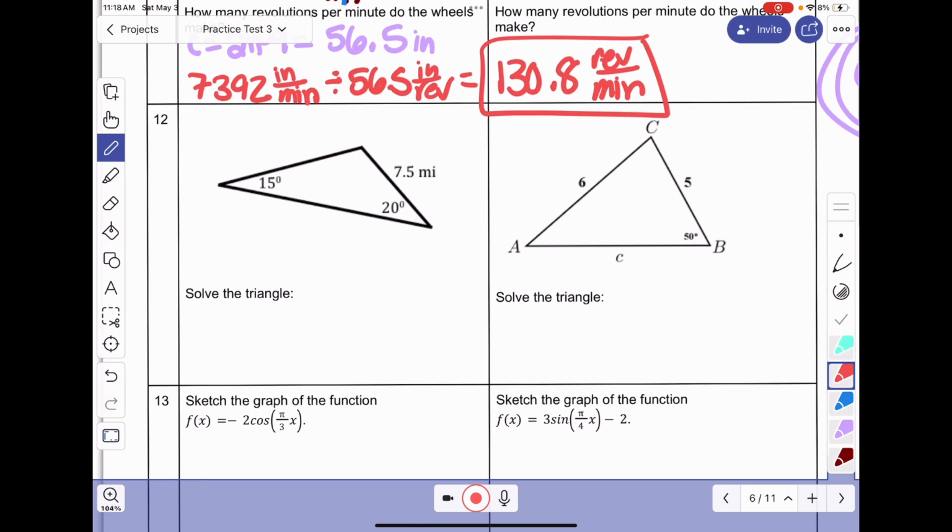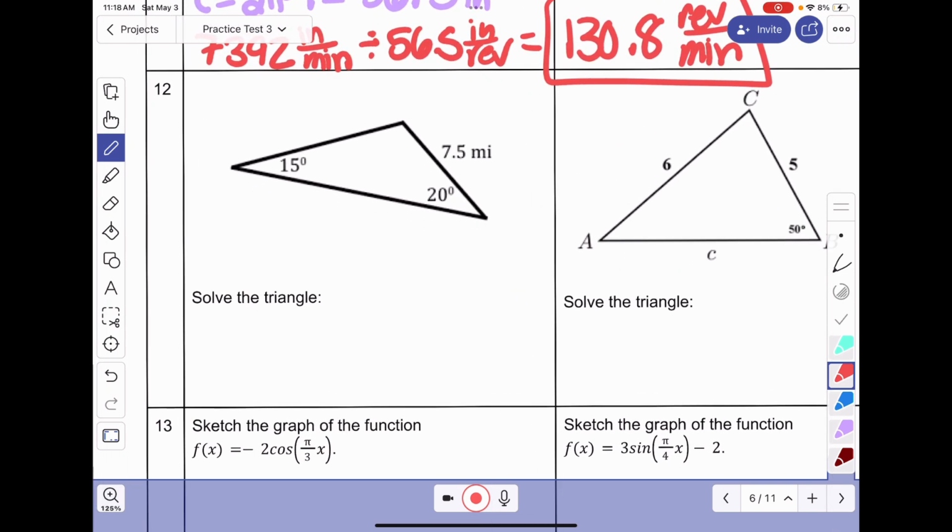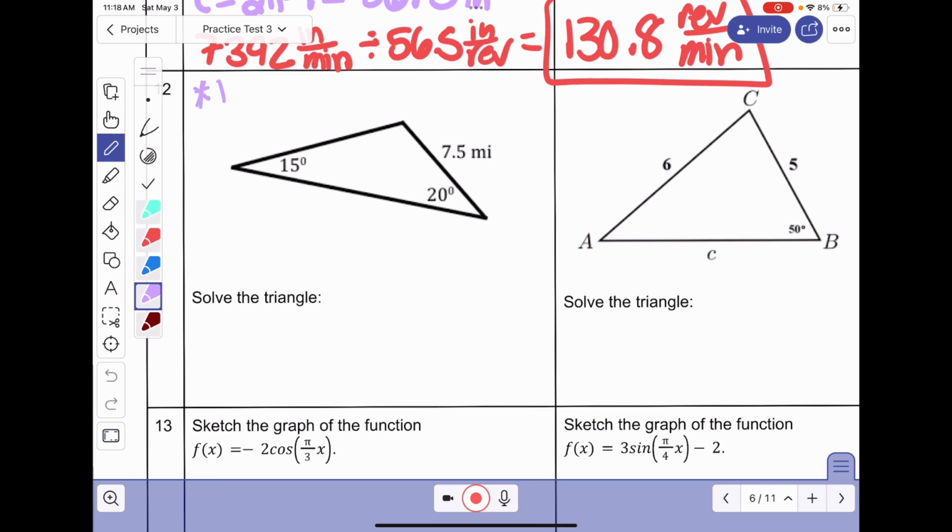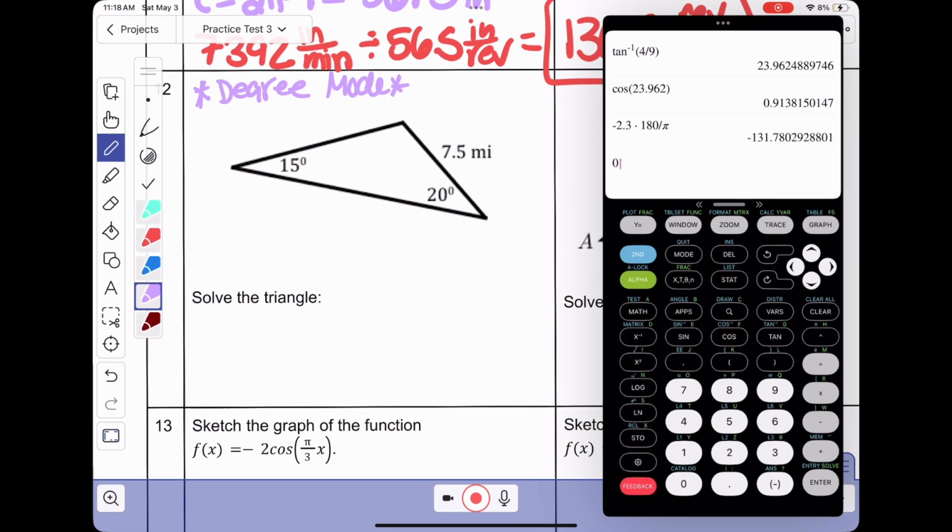All right. Number 12, solve the triangle. That means find all the missing sides and angles. So if we know we're looking for angles, and we know we have a shape, we need to be in degree mode. So check for sure your calculator's in degree mode before you start. Mode, degree. Okay, so this one's good.